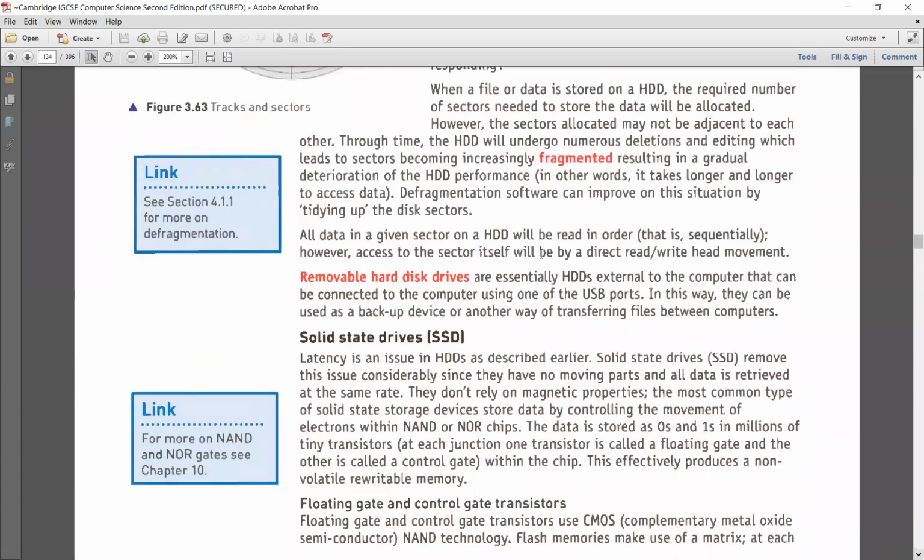Along with that, you need to know the role of removable hard drives. What are they? They are external secondary storage devices that are meant to store the data permanently, which you can utilize for backup.